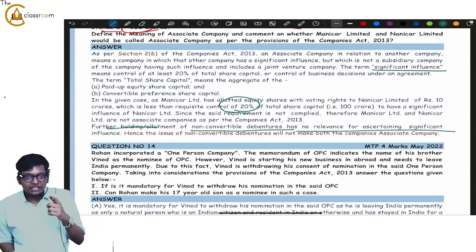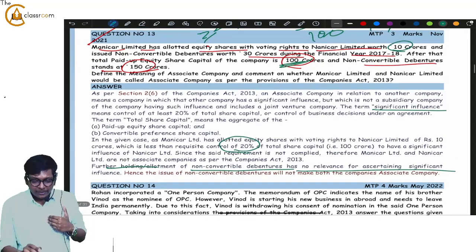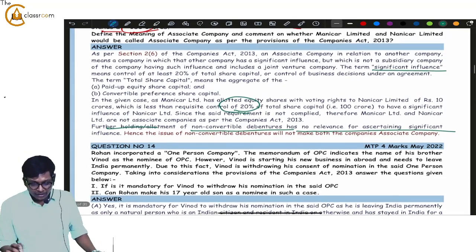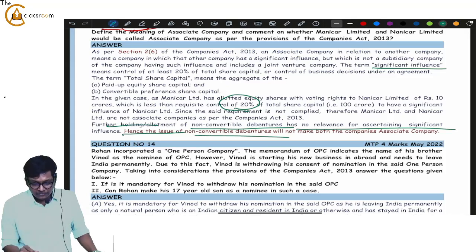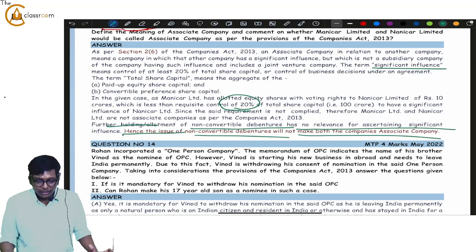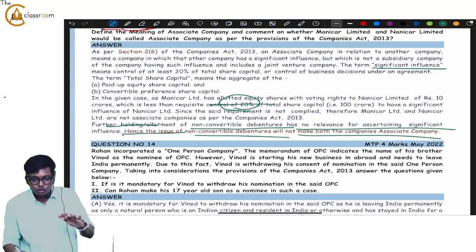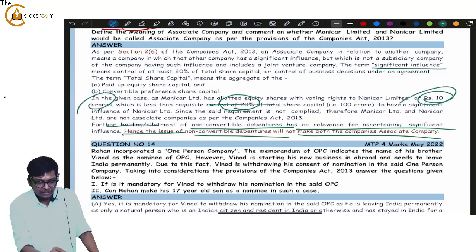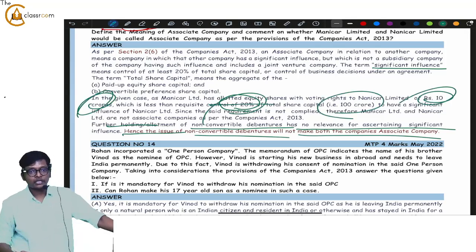If you are ignoring debentures from the question, you should also write that debentures have no relevance, hence non-convertible debentures will not make both the companies associates. I should take only equity shares, which is less than 20%. 10 crores is less than 20% of 100 crores. Are you following, guys? Clear? Understanding, all of you? Okay.